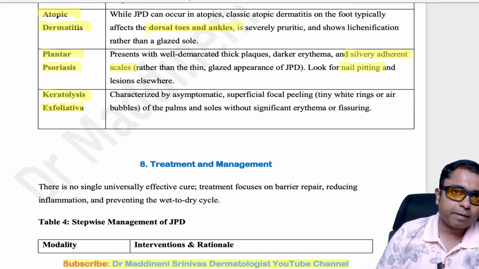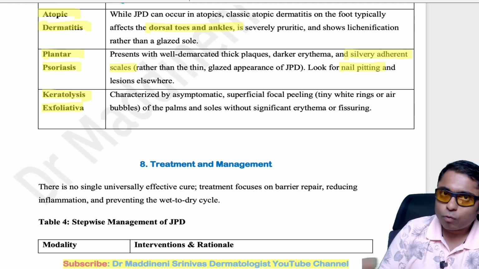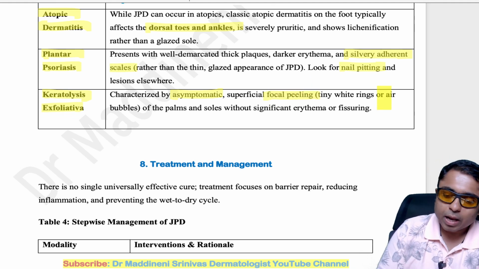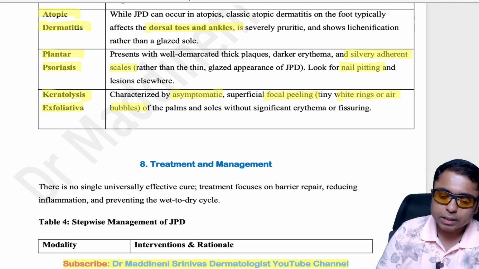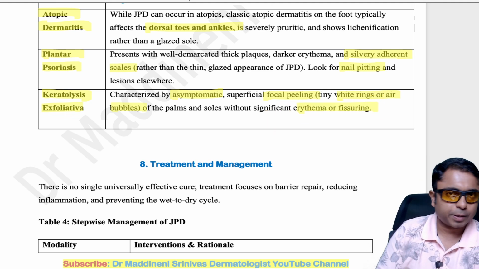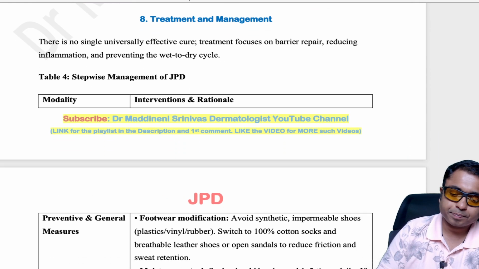Keratolysis exfoliativa usually is seen post pompholyx, right, and it is asymptomatic and is going to present as focal peeling off of the skin. It may have white rings or air bubbles present on the palms and also over the soles, and it will not have any erythema or fissuring, which is very classical for GPD.